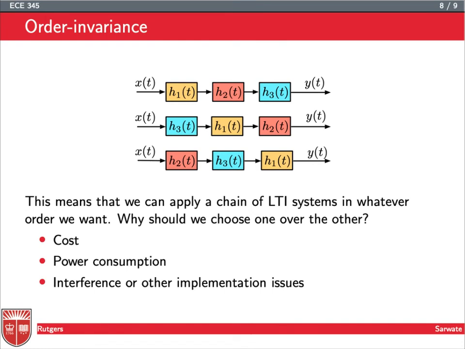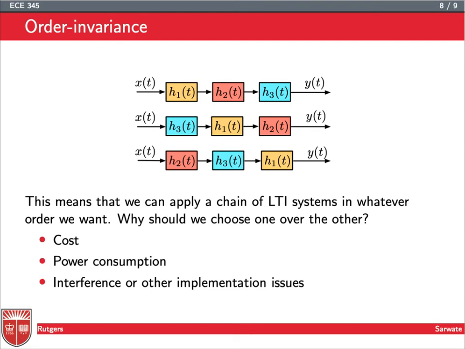It might turn out that if you apply H1 first, you can build H2 more cheaply, and then H3 might cost the same. But if you did H2 first, you'd have to build a much more expensive H2. The implementation cost would be higher. So the cost is one issue, and we can think of cost in terms of money, of course, but we could also think of cost in terms of power or chip size or stuff like that.